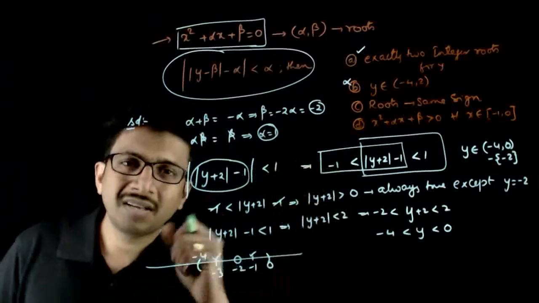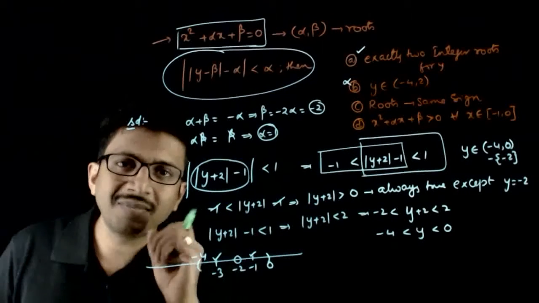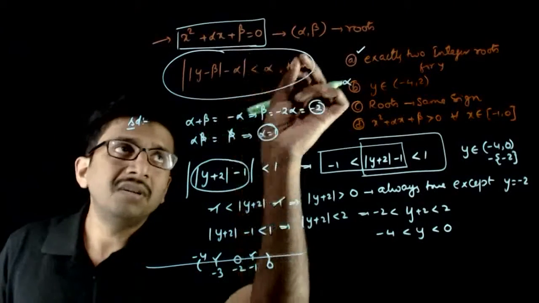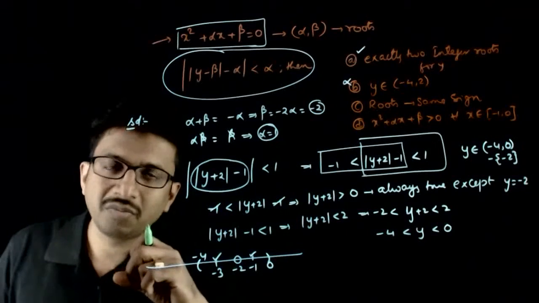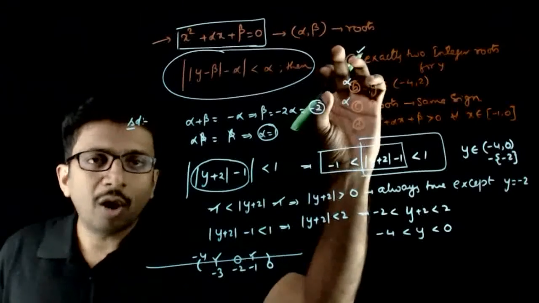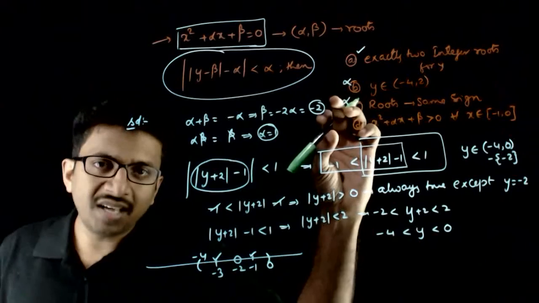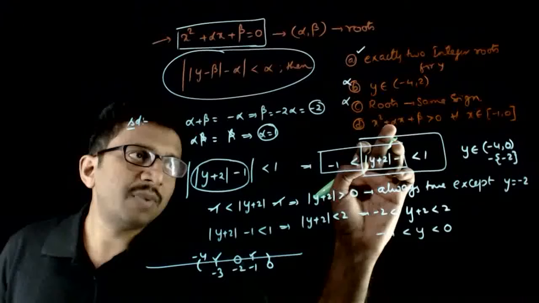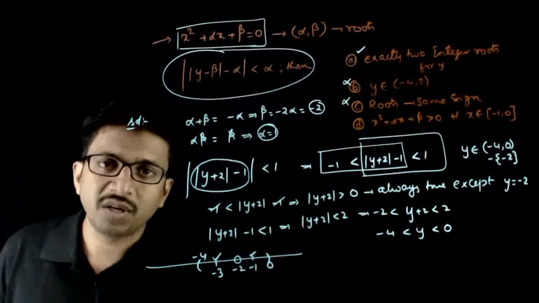Now if you go to the third option, the roots of this equation are of the same sign. As you can see, the roots of this equation are alpha and beta. Alpha is found to be 1 and beta is found to be minus 2. So the roots are of the same sign is wrong. These two options, A and B, are about the inequality in y, while C and D are about the equation. The next option is x square plus alpha x plus beta greater than 0 for all x belonging to minus 1 to 0.